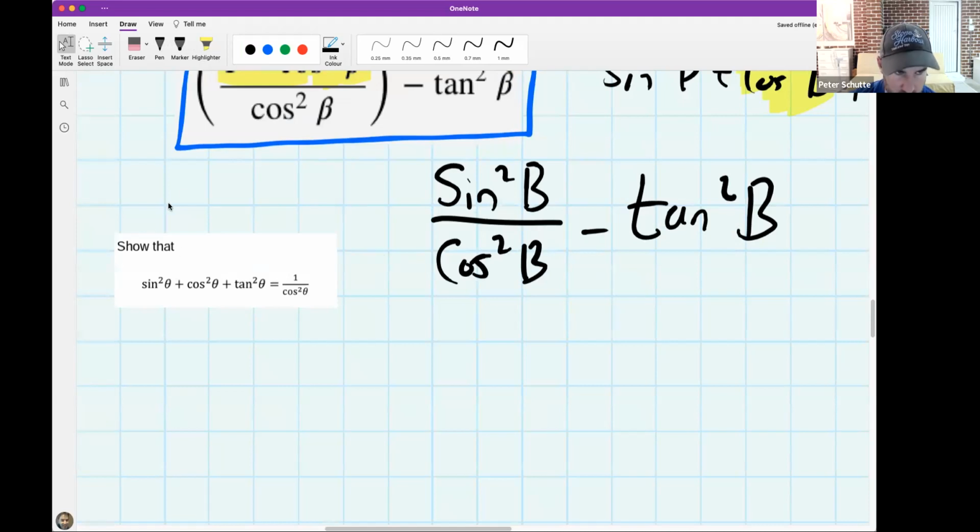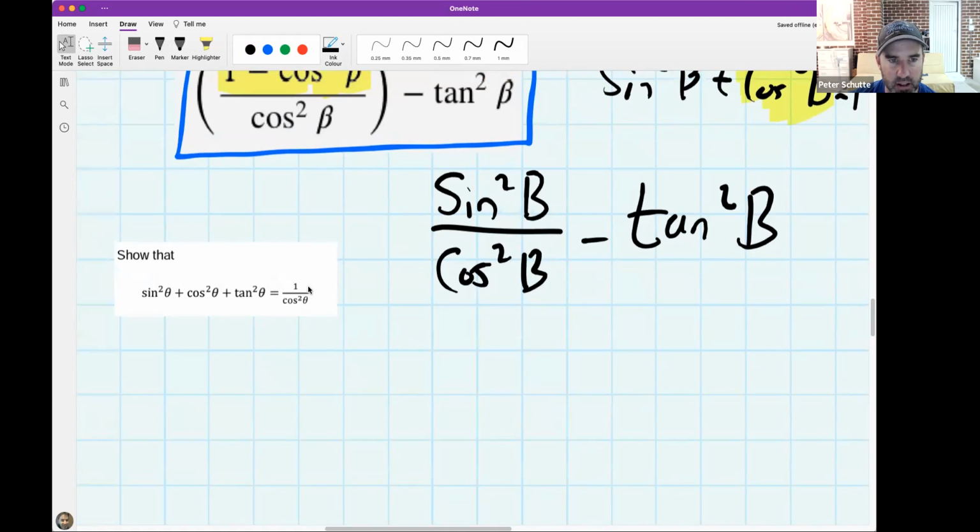I see some answers coming through. So this is not an identity. This is an example of an expression that you're simplifying using an identity. But I will show you. We'll squeeze in one more identity question then.